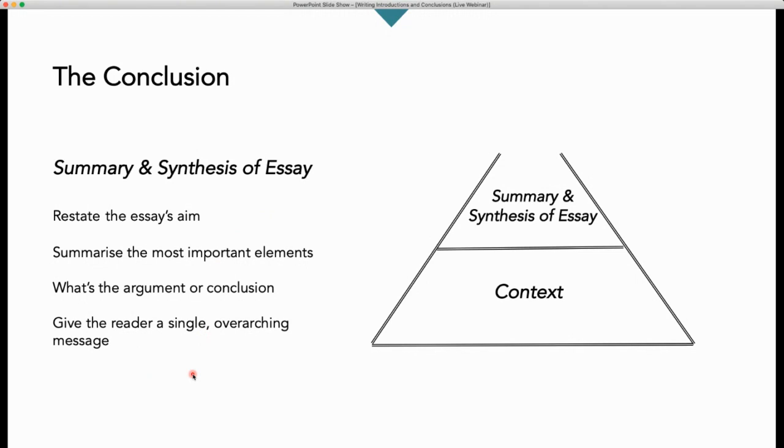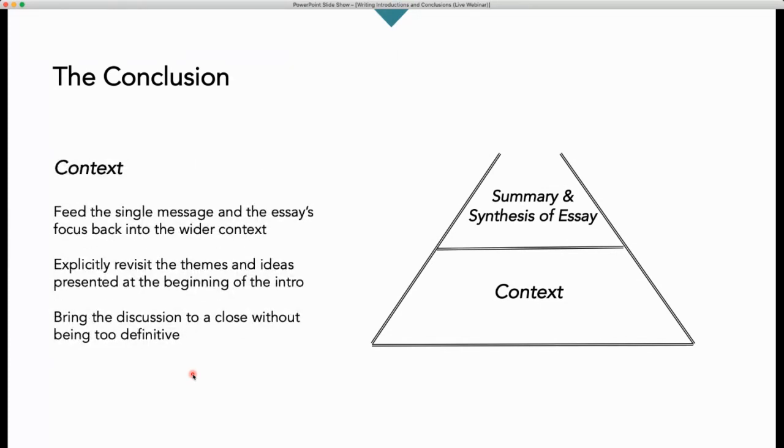They don't want you just to repeat each part again. They don't want you to say, "Oh, in this part I did this and showed this, and in this part I did this." They don't want that. They can read the essay again. What they want is for you to bring it all together, restate the purpose of the essay, summarize those most important elements, and bring it together to form a single clear message, which could be an argument or just an overarching conclusion or concluding thoughts. That's what they want you to do. So summary and synthesis, that's what that's about.